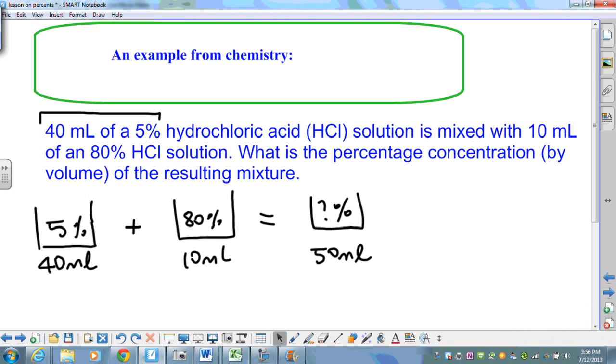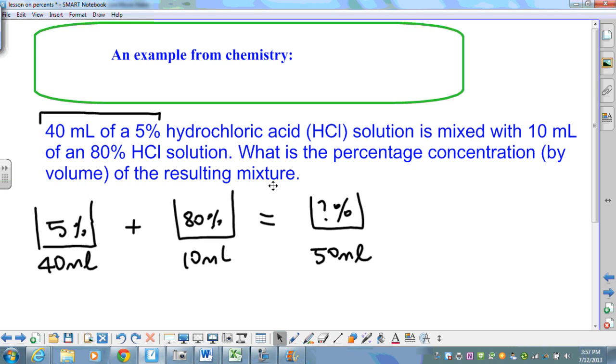Here's our last example, once again an application from chemistry. You may also have seen examples like this in your intermediate algebra or college algebra classes, your typical mixture problems, right? So you have 40 milliliters of a 5% hydrochloric acid solution that is mixed with 10 milliliters of an 80% hydrochloric acid solution. What is the percentage concentration by volume of the resulting mixture?